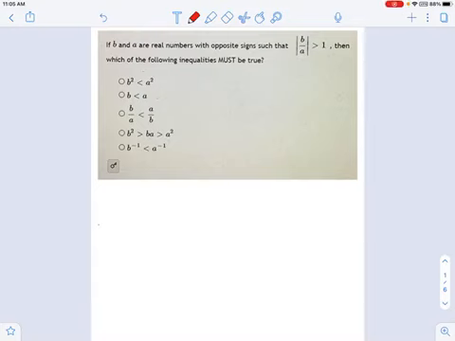The point of this question is to ask you if you really understand, first of all, what inequalities mean, and second of all, what fractions and absolute value signs mean, and how all these things interact together. So let's take a look here and just list the things we know.